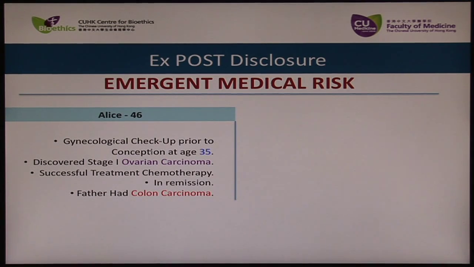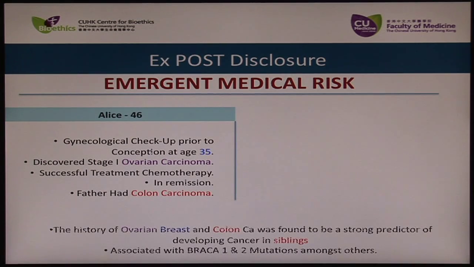The case is slightly modified because there are people here who probably identify with these cases. Alice was 46. She had a gynae checkup prior to conception. It was suddenly discovered she had stage 1 ovarian carcinoma. She had successful treatment, chemotherapy. Her father had colonic carcinoma.